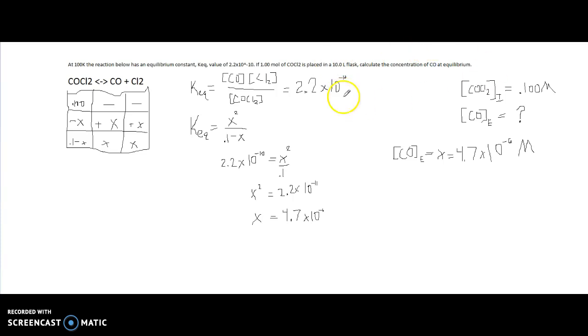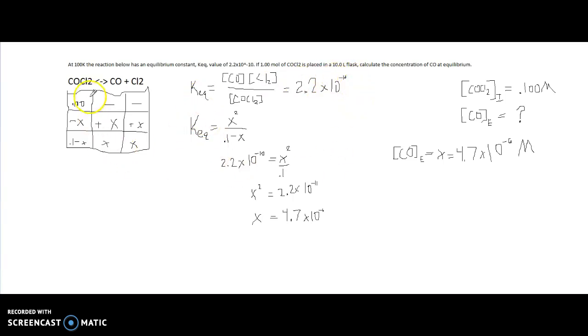So from the problem, here's the reaction, they gave that to you in the problem. But we also know the concentration of COCl2 initially was 0.100 M, because you have to do moles divided by liters, so 1 divided by 10, which is 0.1, and you just add the zeros for sig figs. And you also know KEQ is the concentration of CO times the concentration of Cl2 divided by the concentration of COCl2 equals 2.2 times 10 to the negative 10th power.